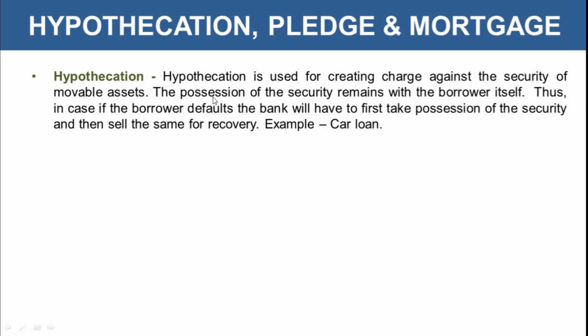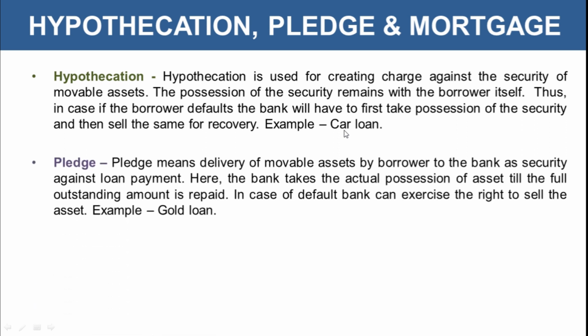Here the possession lies with the borrower itself. So even if you keep it as security, as long as you do not default on your repayments, the possession will be with you and you will be the owner of that security. In case you default, the bank will first have to take possession from you through legal proceedings, and then it can sell it for recovery of the loan. The best example here is a car loan, because the car is kept as a hypothecated movable asset as security to the bank. However, you are the owner and have possession of the car, so you use it. Only if you default could the bank take possession and sell your car for recovery.